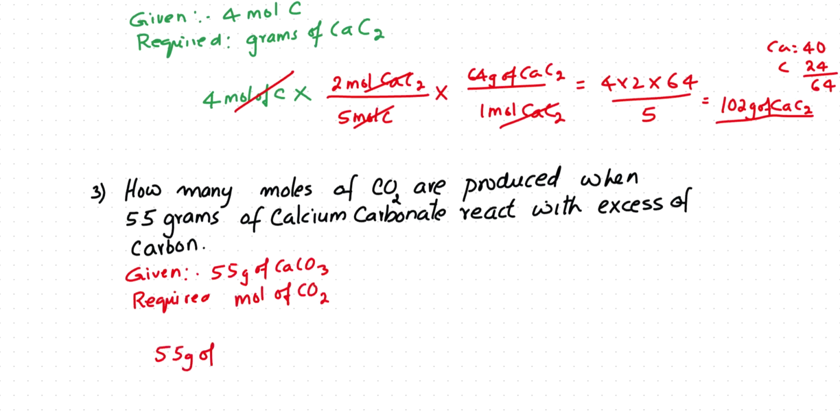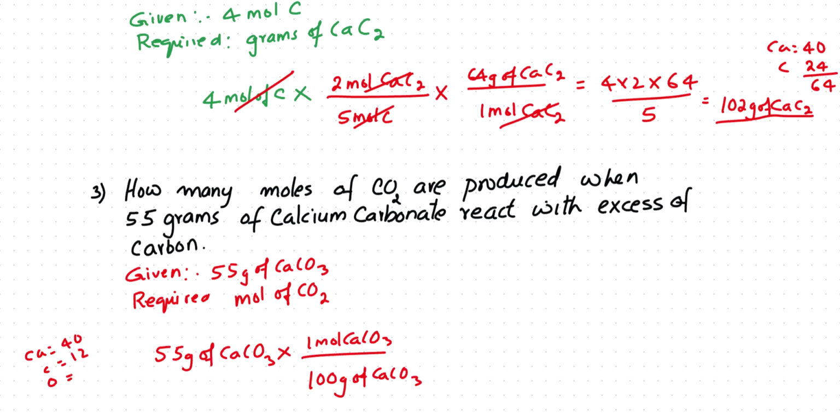So always we write in terms of moles. So grams of calcium carbonate we change into moles. So times 1 mole calcium carbonate is equal to 100 grams of CaCO3. That is the molar mass. Calcium is 40, carbon 12, and oxygen is 16 times 3, 48. So it comes to 100.